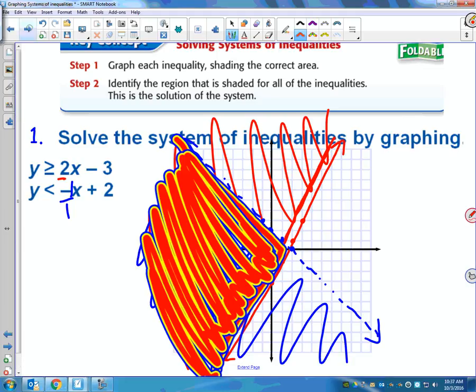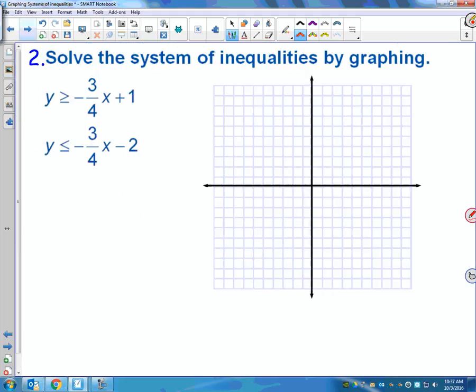Okay, so take a minute. Oh, look, these are already in slope intercept form too. I'm so nice. So take a minute on this. If you haven't already, graph these two and think about where the shading would be. Are they going to overlap? Where would the overlapping be? And again, they're already in slope intercept form for you.